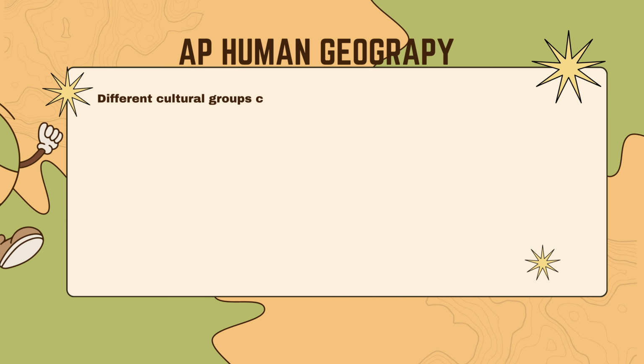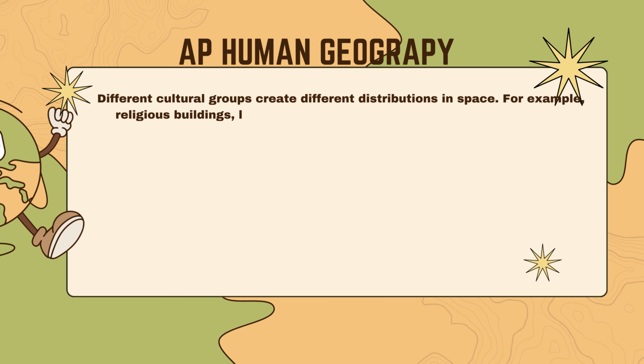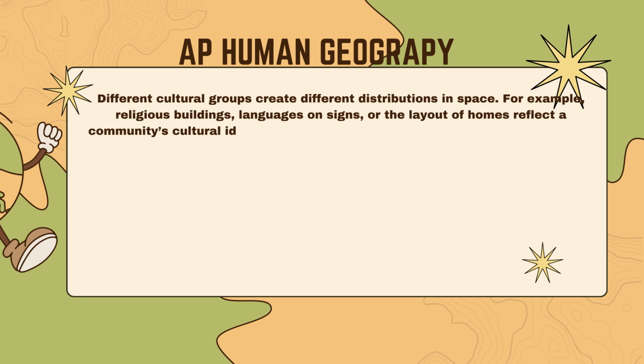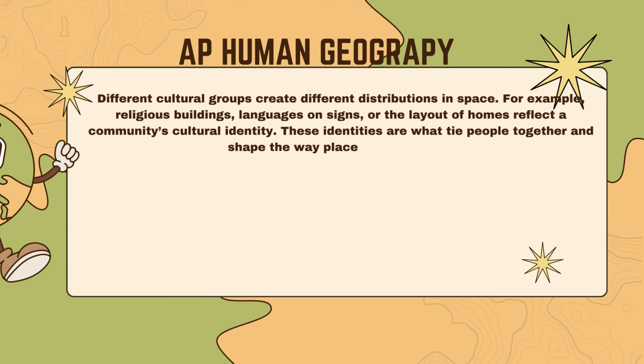Different cultural groups create different distributions in space. For example, religious buildings, languages on signs, or the layout of homes reflect a community's cultural identity. These identities are what tie people together and shape the way places look and feel.